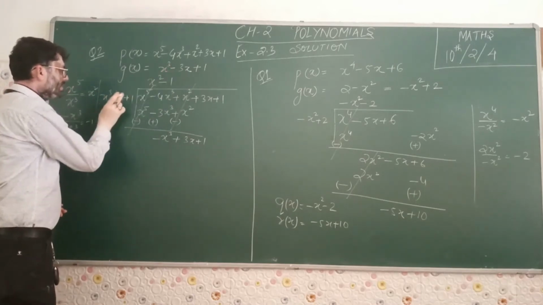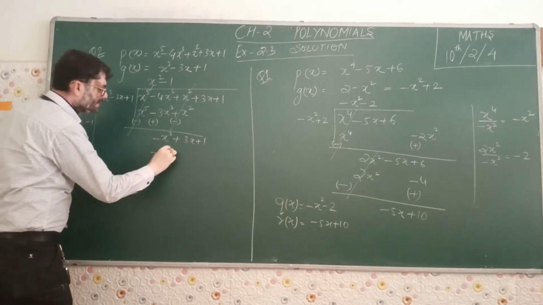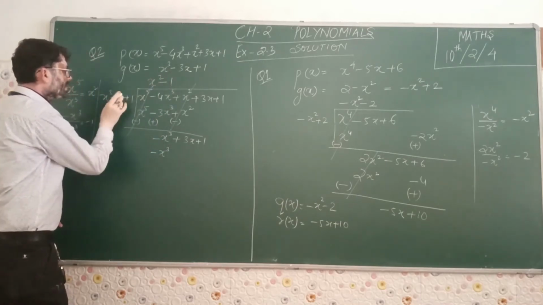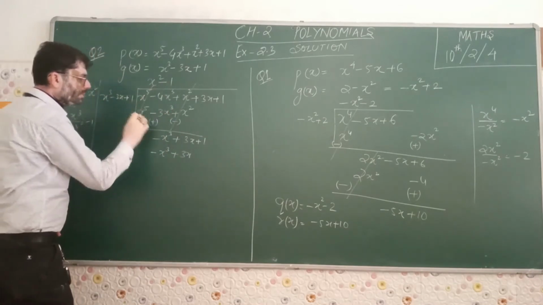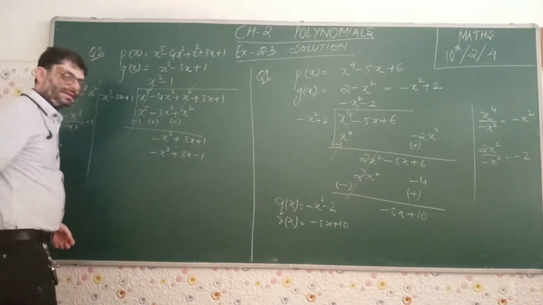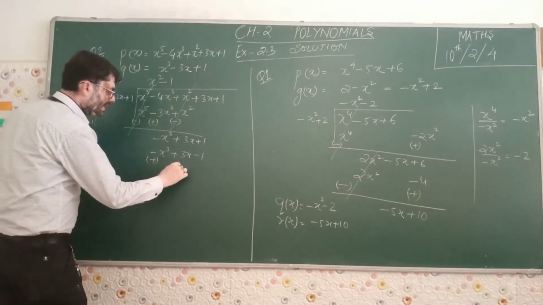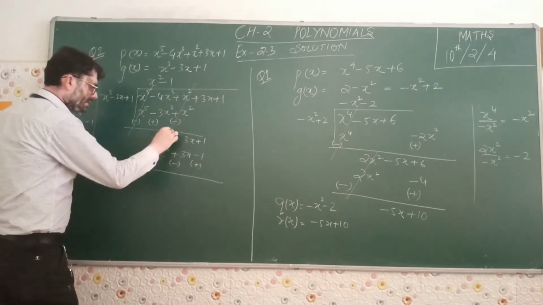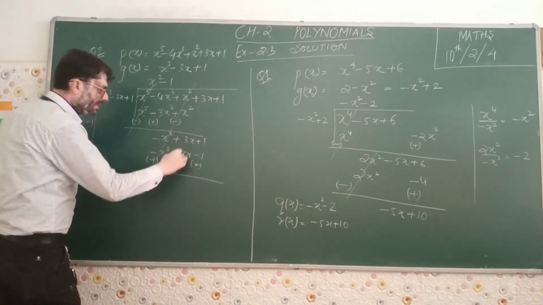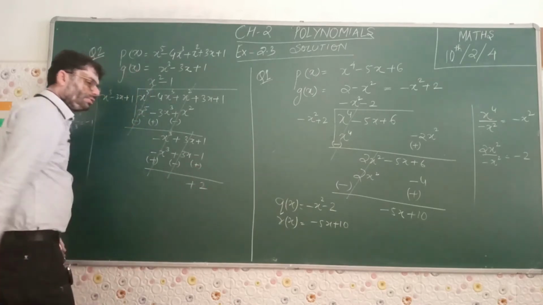Multiplying this minus 1 with each term, we have minus 1 into x cubed is minus x cubed. Minus 1 into minus 3x is plus 3x. And minus 1 into plus 1 is minus 1. Subtracting, that means minus sign becomes plus sign, and plus becomes minus sign. x cubed cancels, plus 3x minus 3x cancels, and plus 1 plus 1 is plus 2.